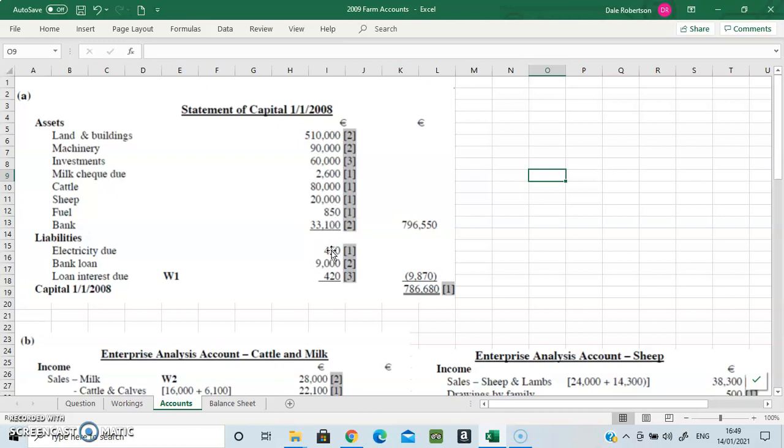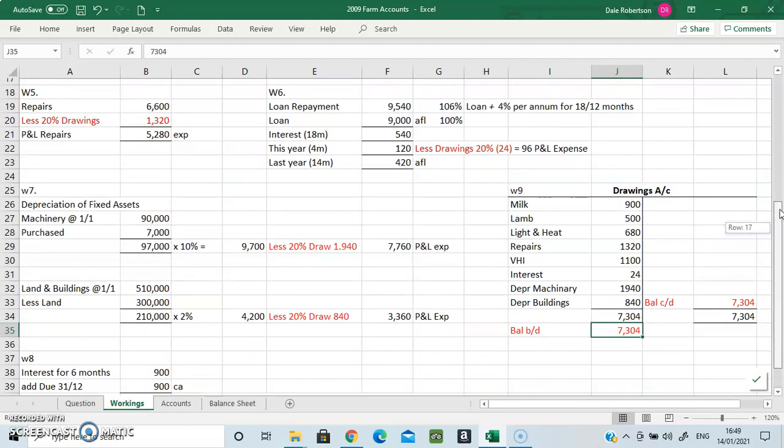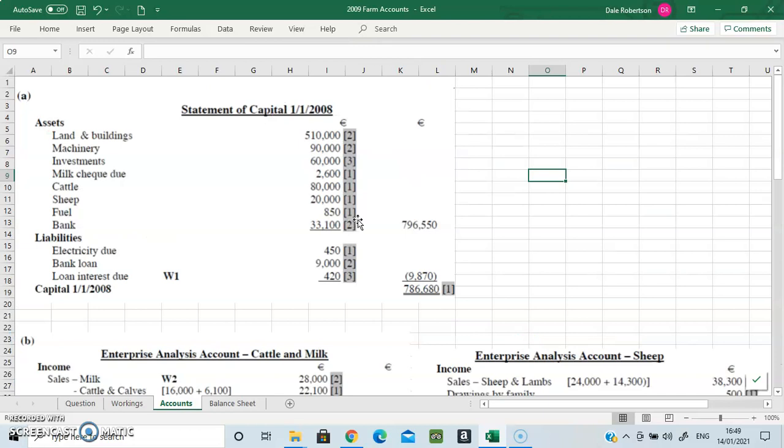And then the liabilities, well, this one is from the top sentence, and then the bank loan and the loan interest, well, both of those were due at the start of the year. They're both coming from this adjustment here, which is the loan of 9,000 and the accumulated fund, the interest of 420. You add up all of your assets and all of your liabilities, you take one away from the other, and your opening capital at the start of the year is 786,680.